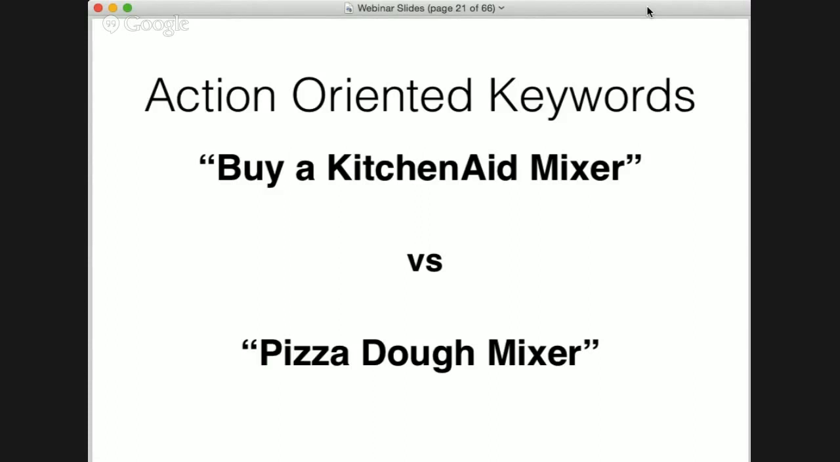So what we're going to focus on today is talking more about how you can get to the bottom of the funnel, right? You don't necessarily want someone who wants to make pizza dough or wants a pizza dough mixer. You want someone that is ready to buy a KitchenAid mixer, right? They already know what they wanted. They've done the research. They know a KitchenAid mixer is right up their alley. You sell KitchenAid mixers. You want to find that person.